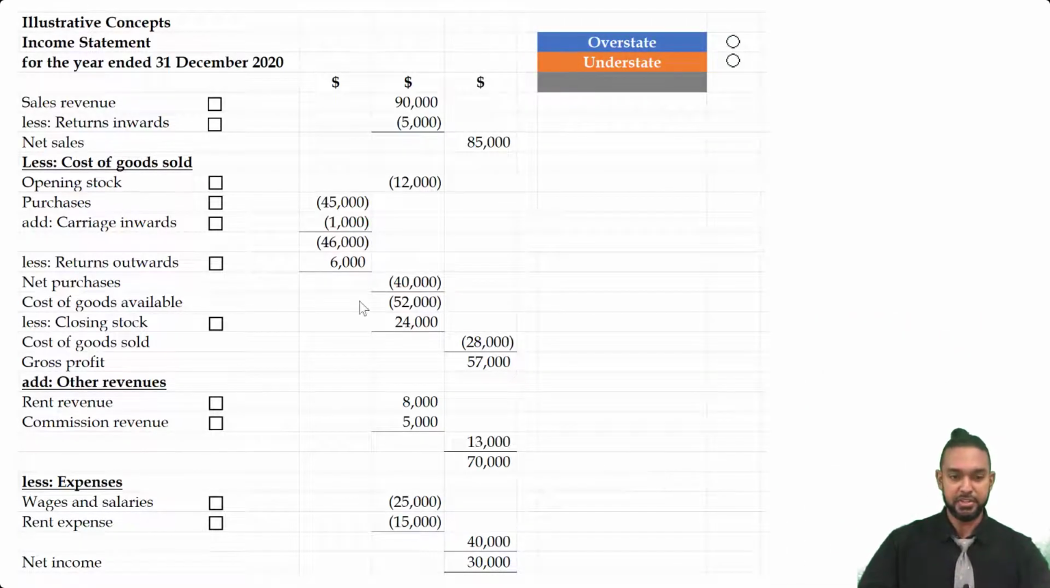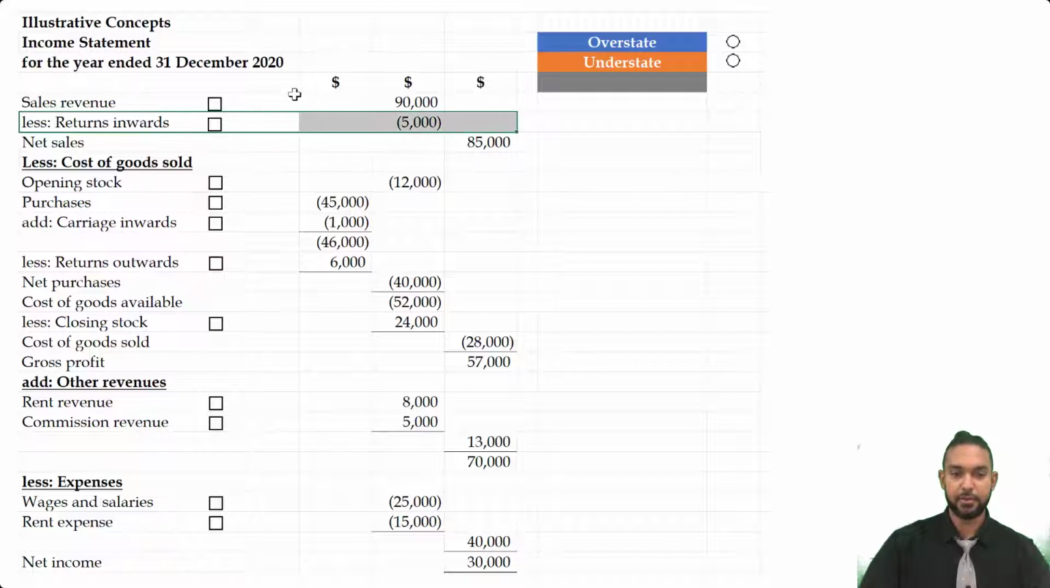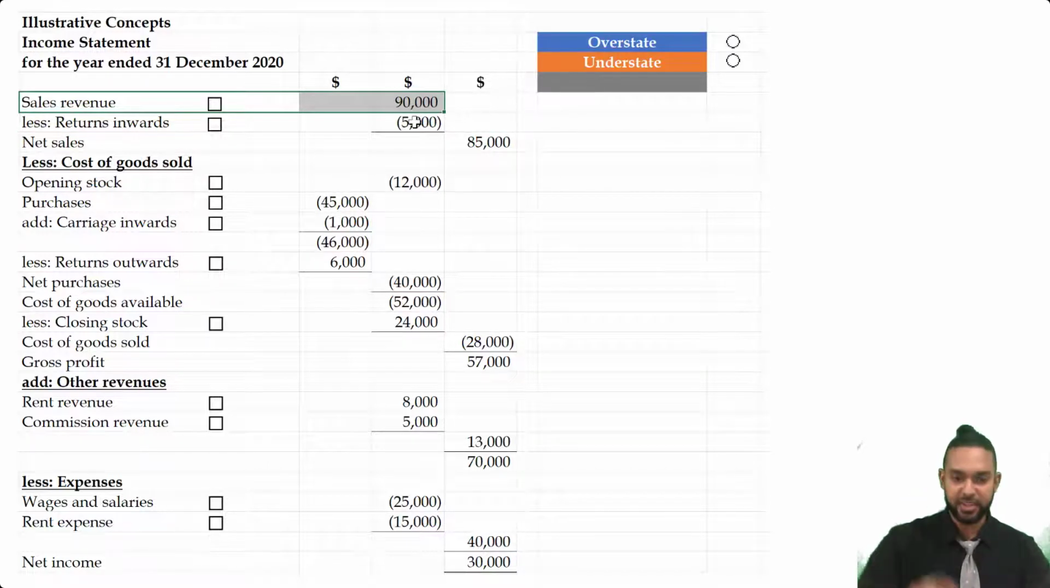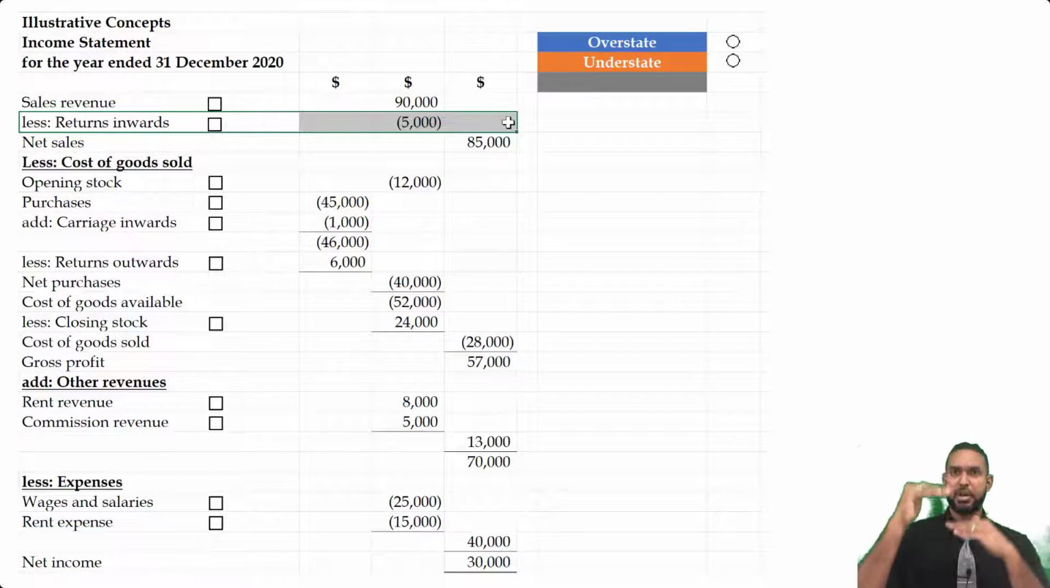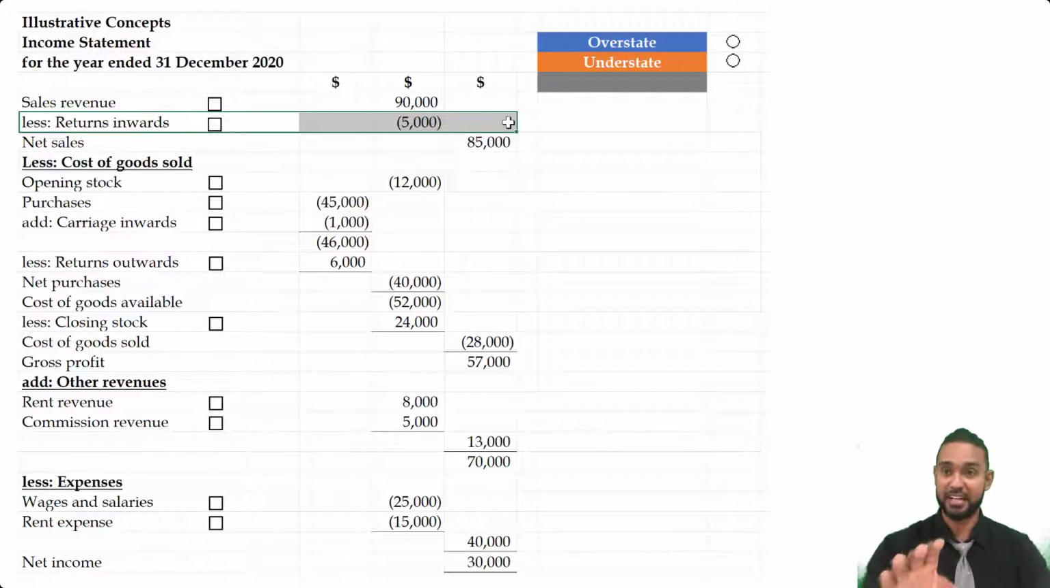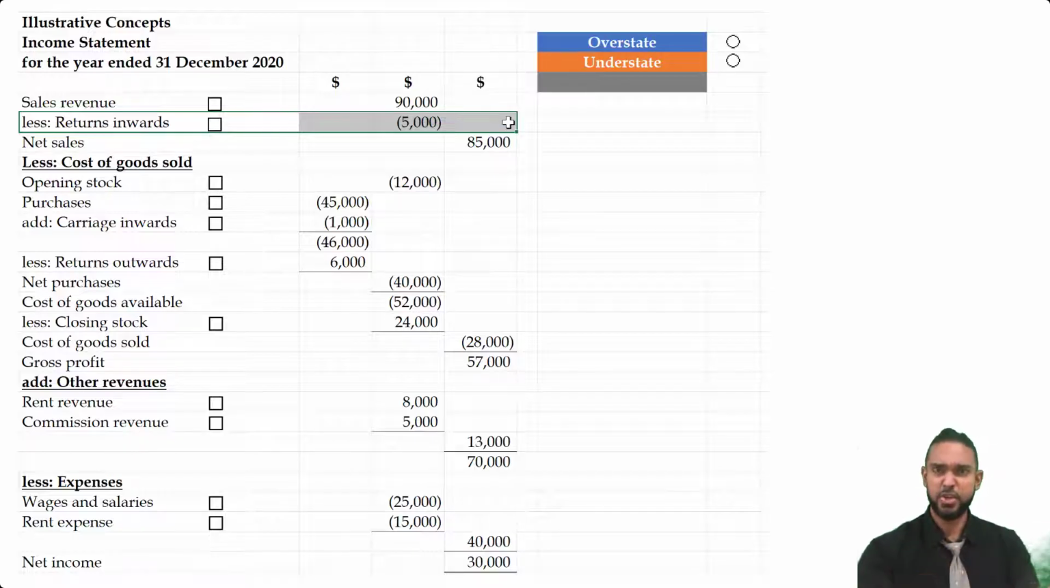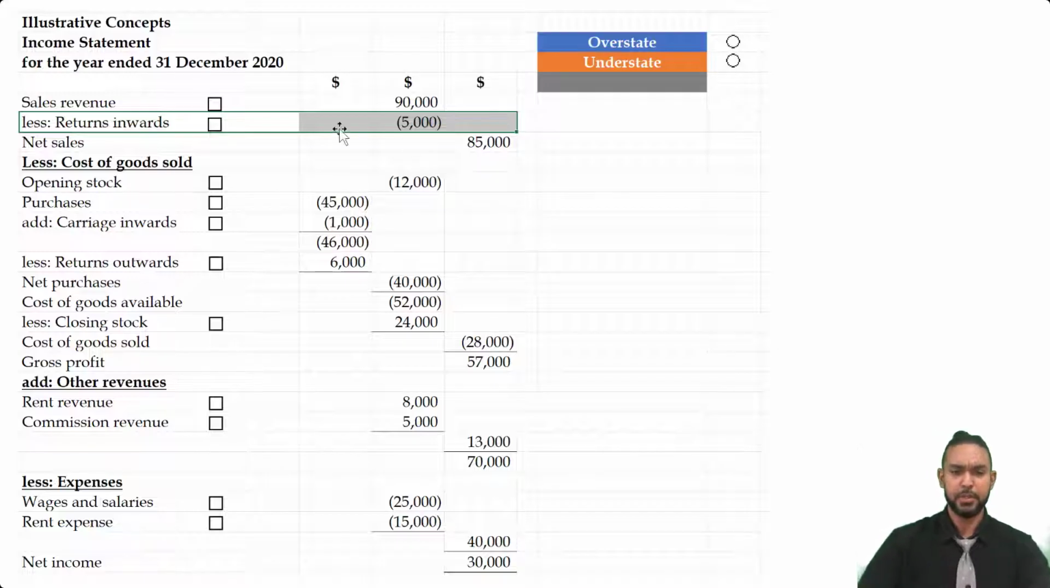Let's take a look at returns inwards first. Returns inwards, as you can see, is being subtracted from sales revenue. Doesn't that sound like expenses, like what we did just now? Expenses are subtracted from revenues in order to arrive at net income, right? Now, returns inwards is not an expense, but it is kind of treated, or it behaves like one. So let's see what happens to net income if we make mistakes with returns inwards, right?